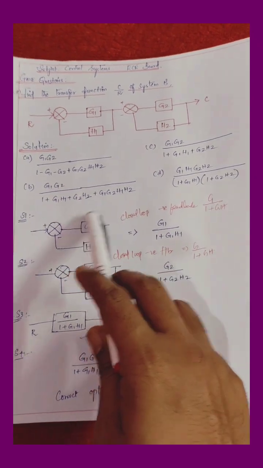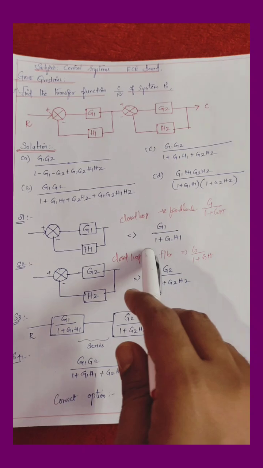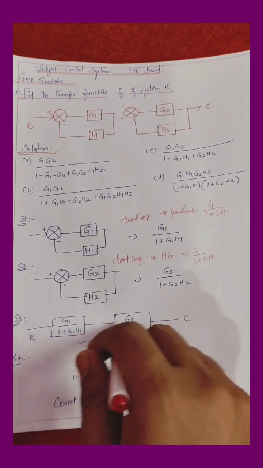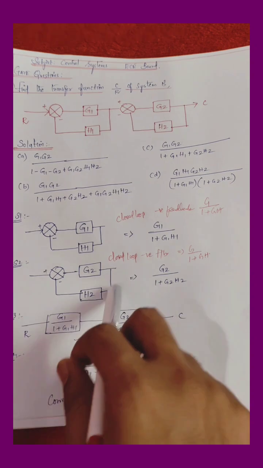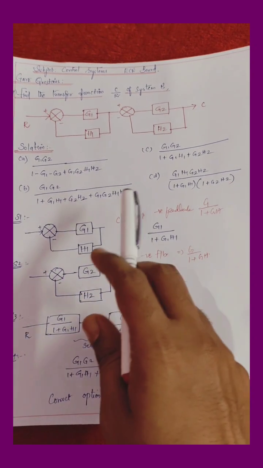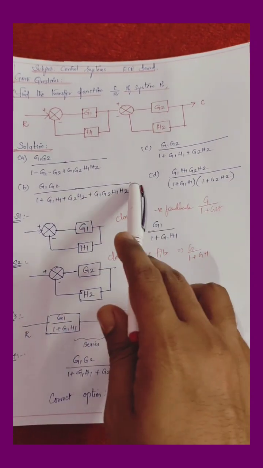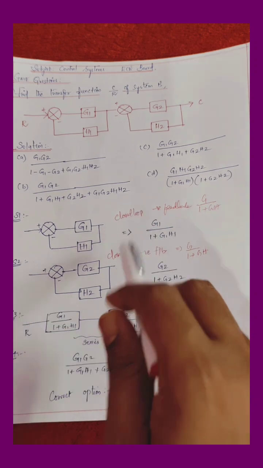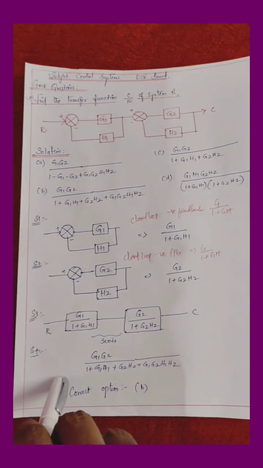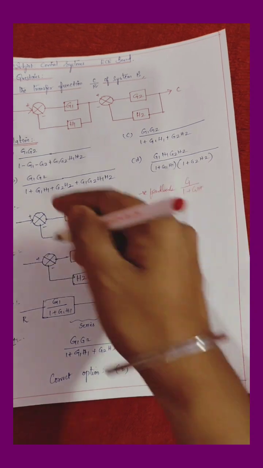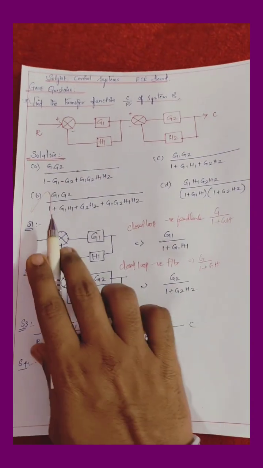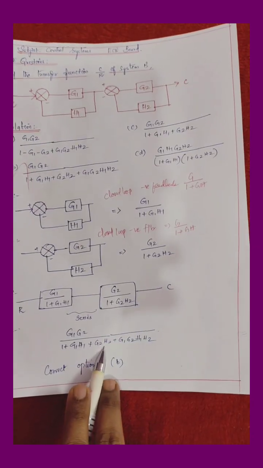I got the answer for the first case, G1 by 1 plus G1 H1. I got the answer for the second case, G2 by 1 plus G2 into H2. Combine together, list out with all the four options above, identify the correct answer and mark it. So the correct answer is option B. So choose this as the correct answer, and we got the answer like this.